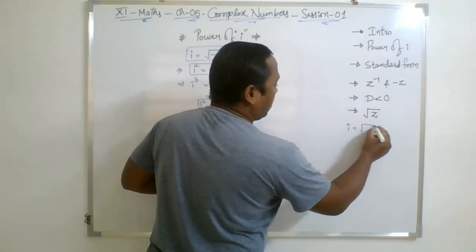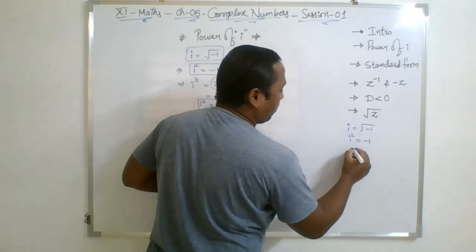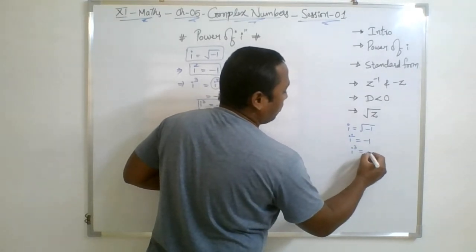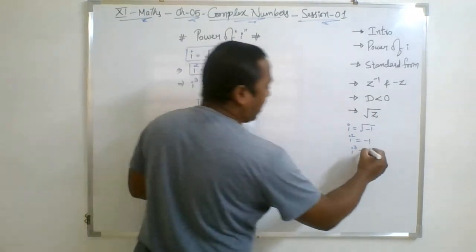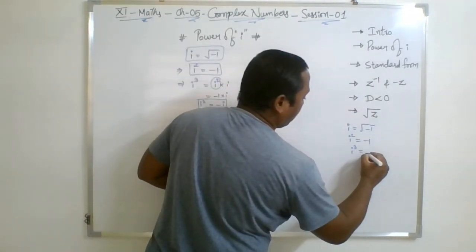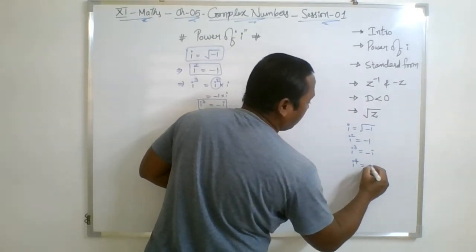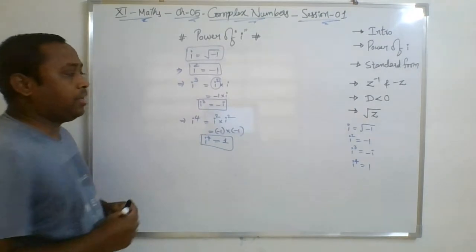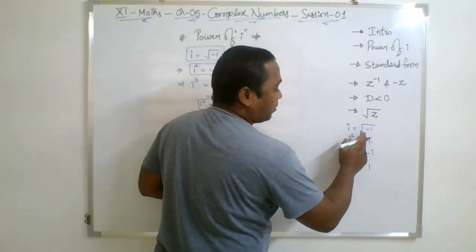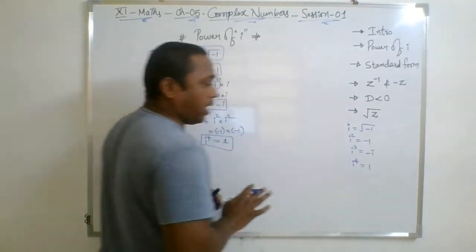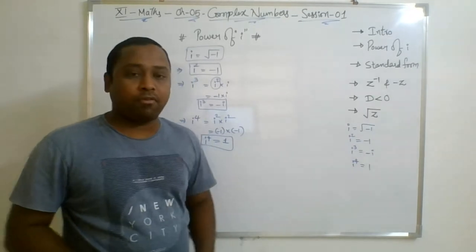i means under root of minus 1. i square value is minus 1. i cube is simply minus i, right? i power 4 is 1. So you may also say i is equal to under root of minus 1, or i stands for i only. i square is minus 1, i cube is minus i, and i power 4 is 1.